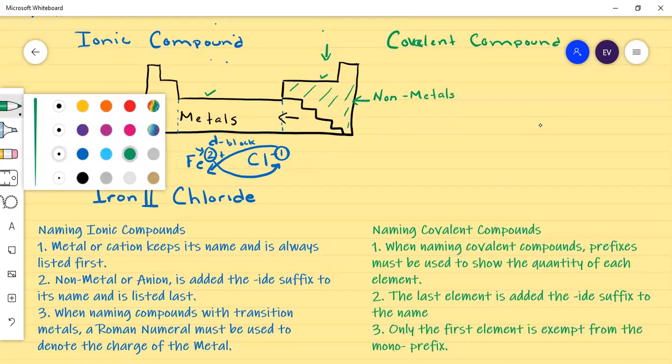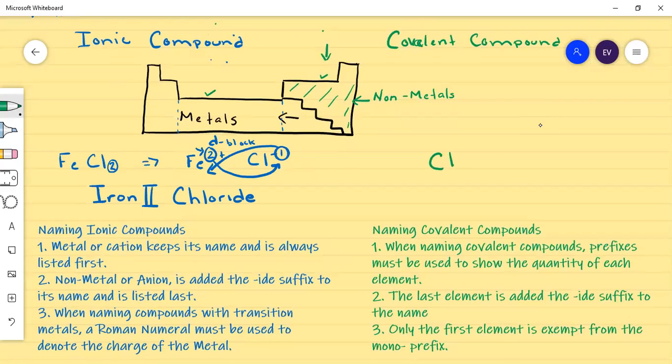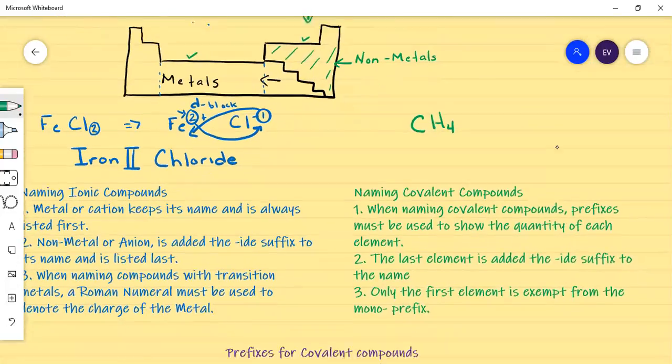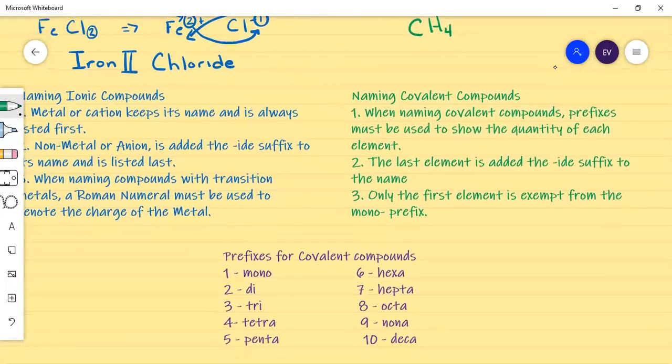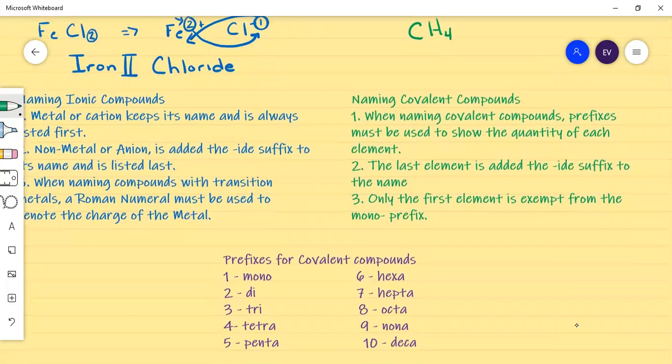Okay. Let's take a look at a covalent compound. Non-metal to non-metal. So let's take a look at the rules for naming covalent compounds. When naming covalent compounds, prefixes must be used to show the quantity of each element. The last element is added the IDE suffix to the name, and only the first element is exempt from the mono prefix. Now, what prefixes are you talking about? Okay, so let's scroll up a little bit. Here are the prefixes that we use when naming compounds on the covalent side.